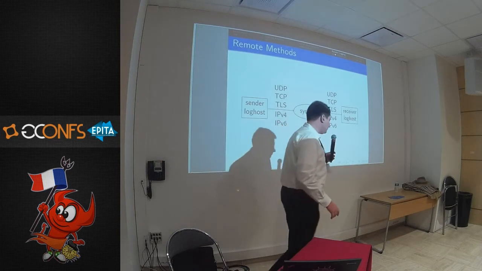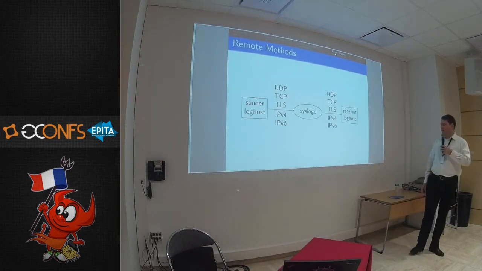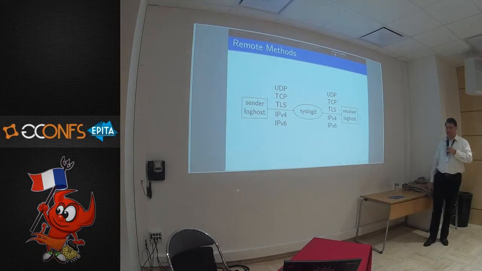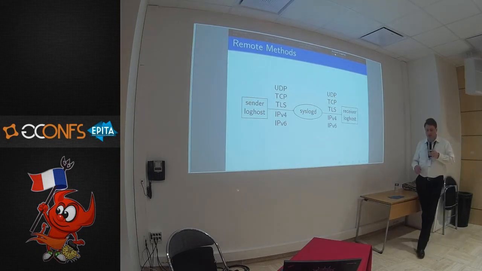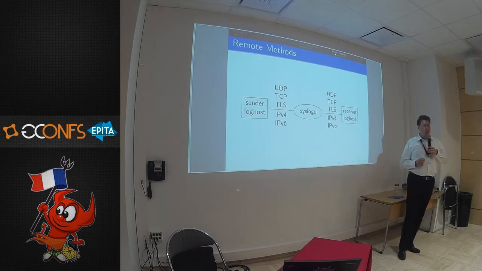So let's look at the remote logging. We have IPv4 and IPv6. When I started looking at Syslog, there was only IPv4. And we can do UDP, TCP, TLS on both sides. When I started, we only had UDP.